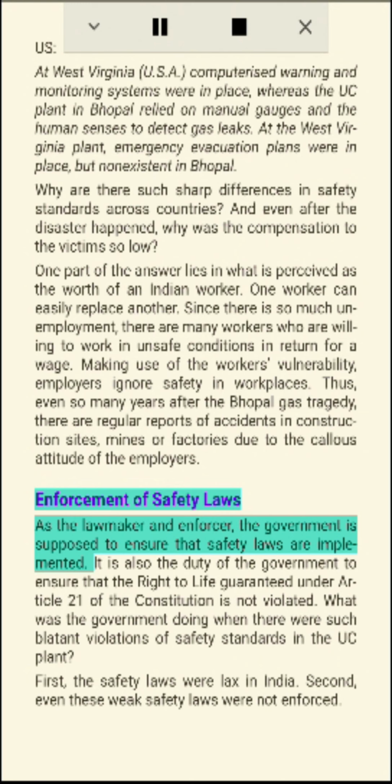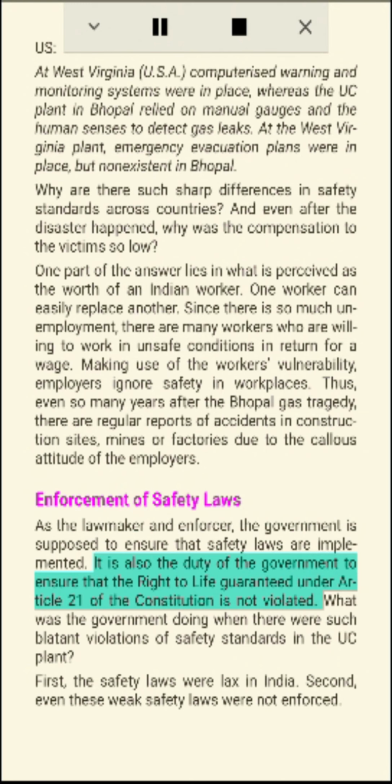Enforcement of safety laws. As the lawmaker and enforcer, the government is supposed to ensure that safety laws are implemented. It is also the duty of the government to ensure that the right to life guaranteed under Article 21 of the Constitution is not violated. What was the government doing when there were such blatant violations of safety standards in the UC plant? First, the safety laws were lax in India. Second, even these weak safety laws were not enforced. Government officials refused to recognize the plant as hazardous and allowed it to come up in a populated locality.